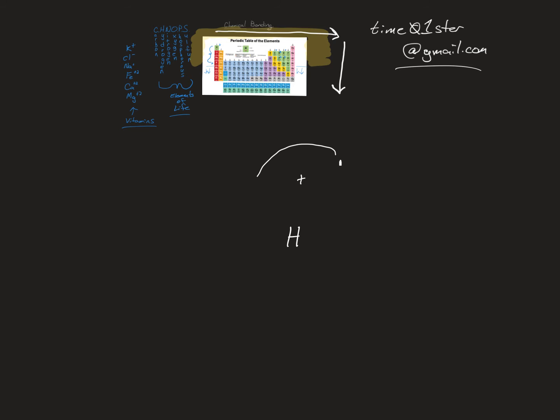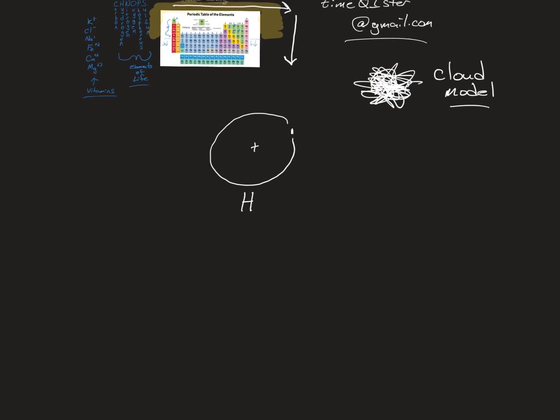Now, we usually draw it like this with an orbital. This is called an orbital. So this is the path the electron takes. If we were going to draw it accurately, we would draw it more like this. The electron's path is not predictable, but this is called the cloud model. It's not very useful for us to discuss chemistry, so we don't really use it a lot.